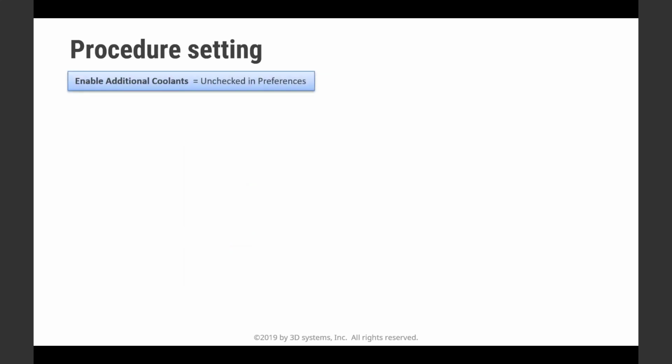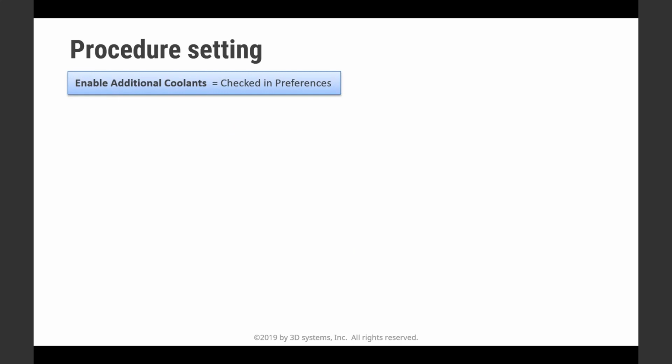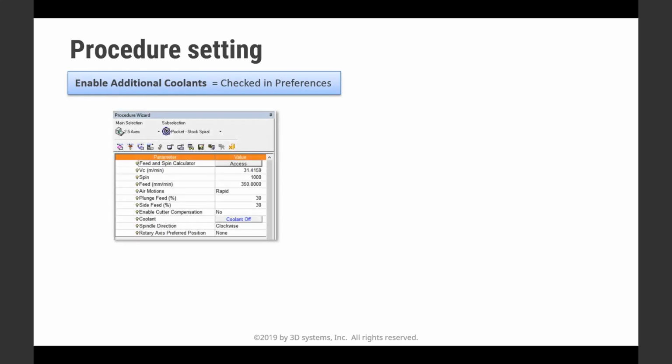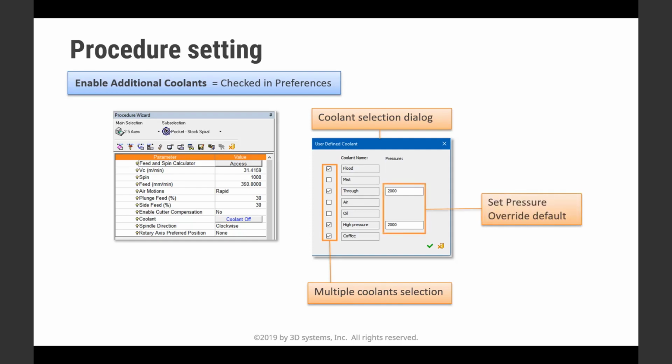In the procedure itself, if enable additional coolants was not checked in the preferences, then the selection is exactly as we remember from the past. If it is checked, then when clicking on the coolant selection button, we have a new additional coolant selection dialog. The user can select multiple coolant types for one procedure and can set the pressure by overriding the default from the preferences, if relevant.